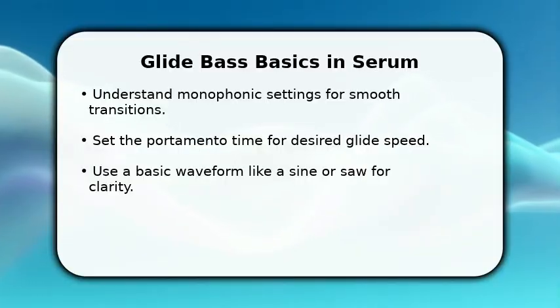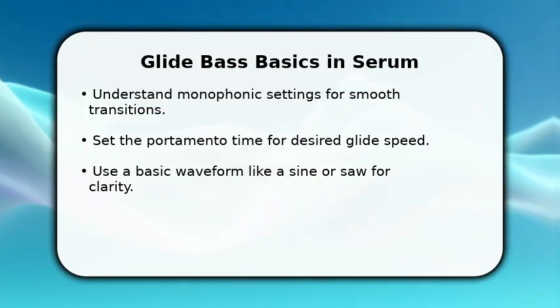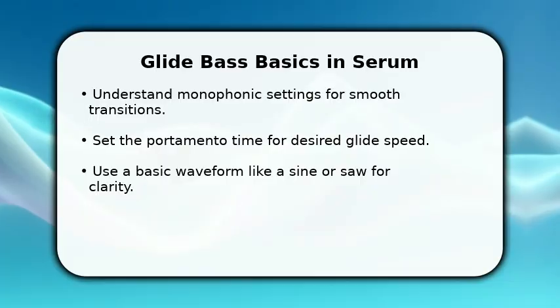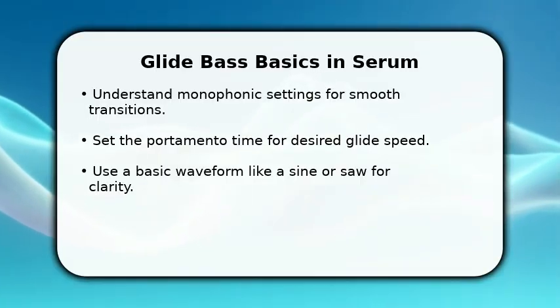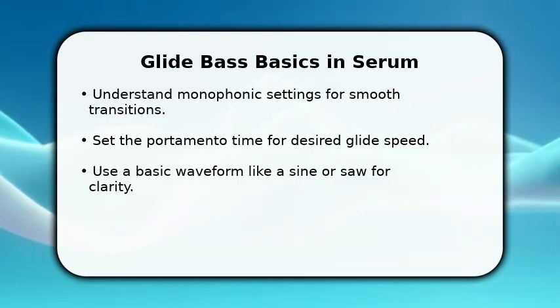In this video, I will explain how to make glide bass in Serum. First, open Serum and set the voicing to mono and legato in the global tab. This ensures your notes will smoothly transition.